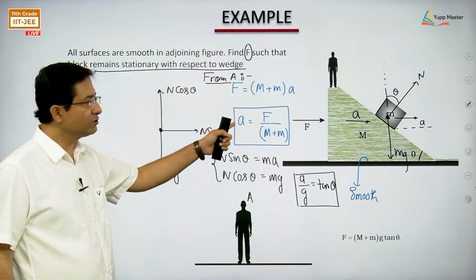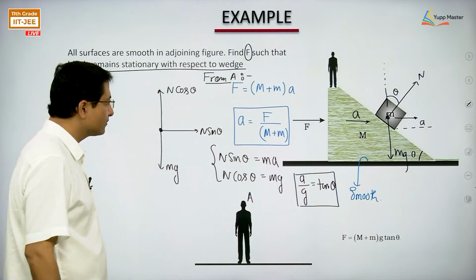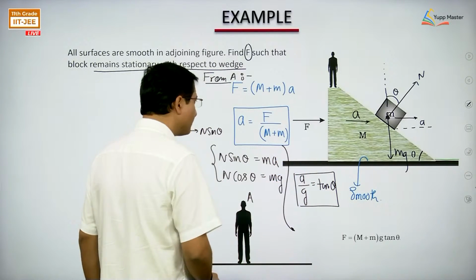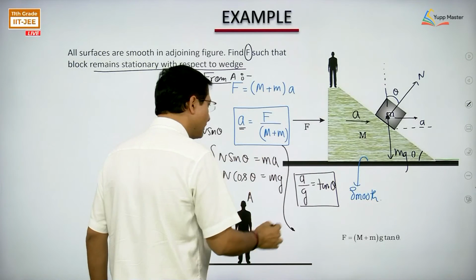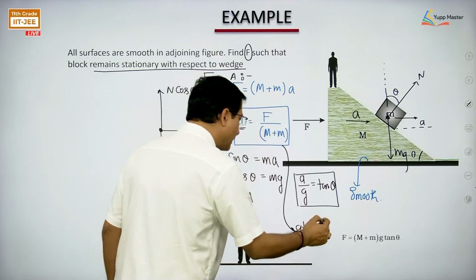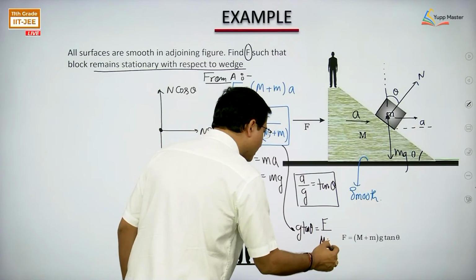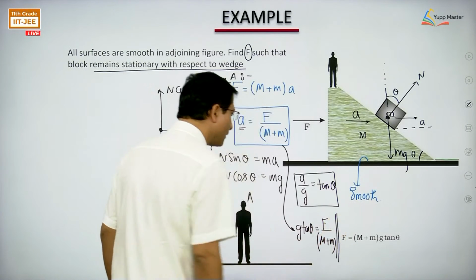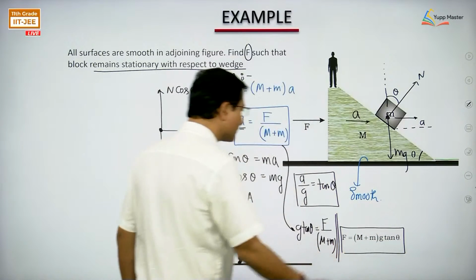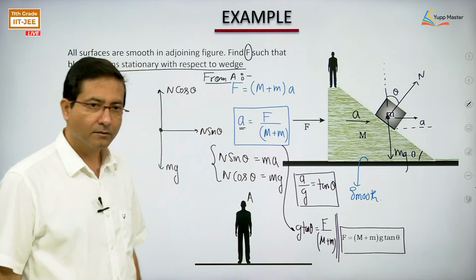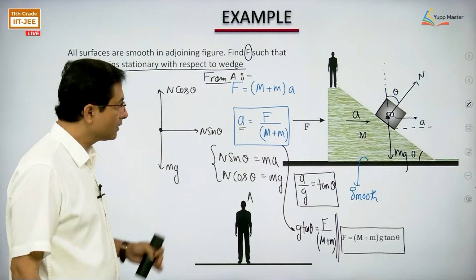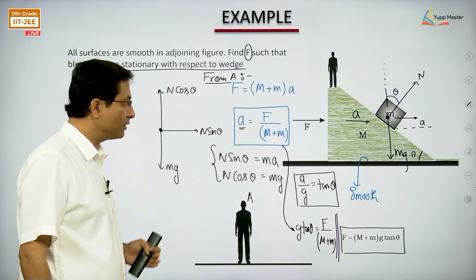If I write a is equal to g tan theta here, then I will get F. So here I simplify, then in place of a I am writing g tan theta. So g tan theta is equal to F divided by capital M plus small m. If I simplify, I will multiply this term here, we are going to get this. This is when I am observing motion from the ground frame. Now let's go to the wedge frame.